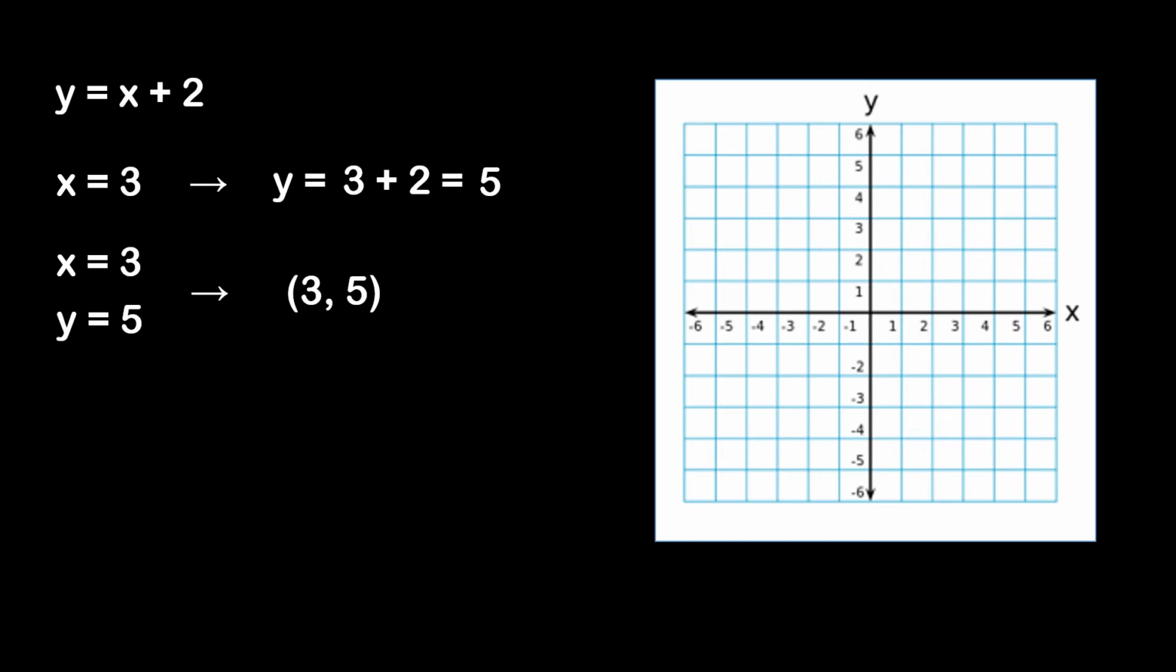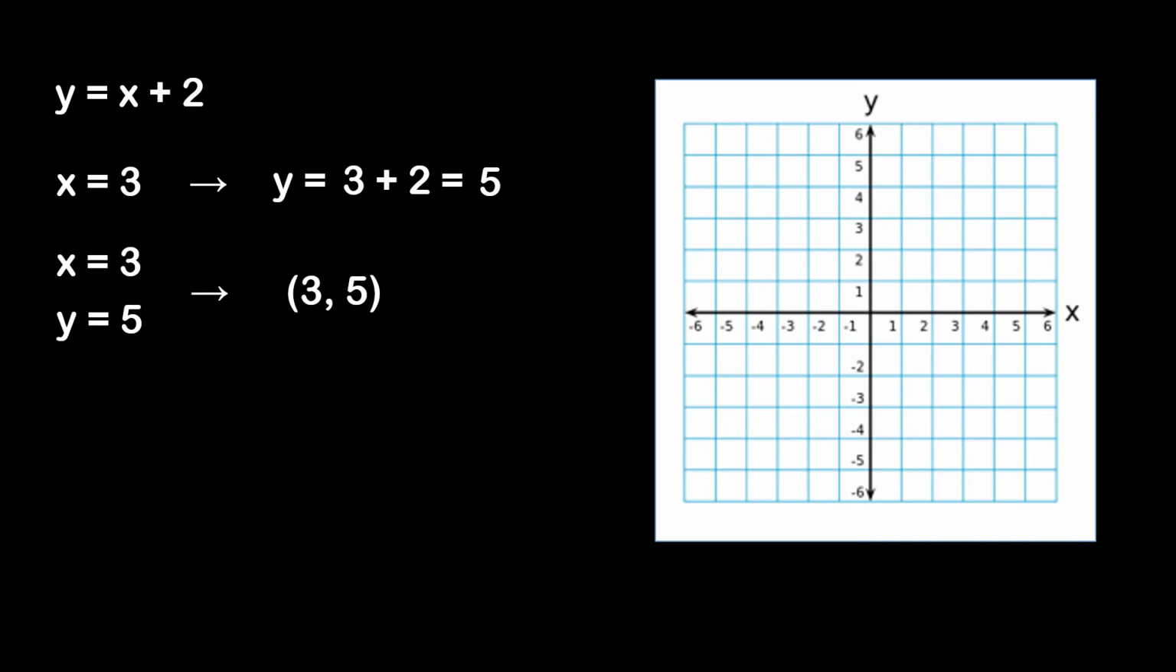Well, you notice on the graph that we have the axes labeled as x and y. The horizontal line is the x-axis. It refers to the x value of the coordinate. Similarly, the vertical line is the y-axis, so it refers to the y value of the coordinate.